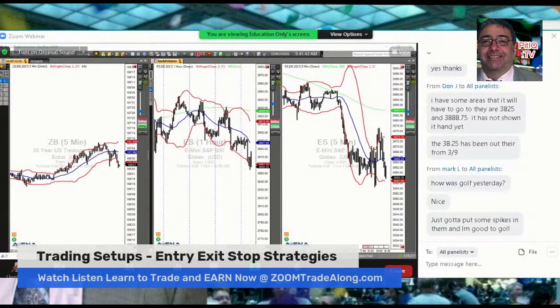Really, the only thing we do is wait for the next support level on the downside, which would be the 47 area.